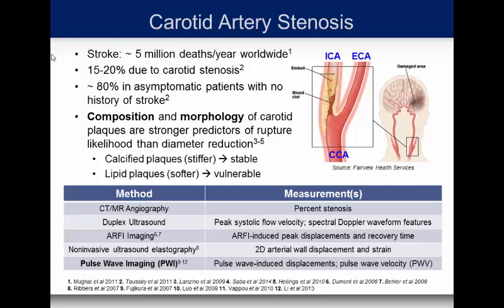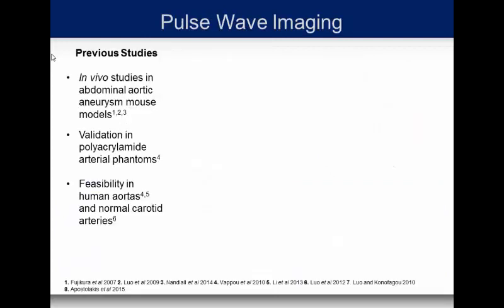Also, in terms of ultrasound imaging, ARFI typically uses induced peak displacements and the recovery time to assess plaque characteristics. Also, non-invasive ultrasound elastography can use the 2D wall displacement and the strain, which is caused by the natural pulsation of arteries, to characterize plaques. And finally, PWI, which is a method that we developed in our lab, measures the pulse wave-induced wall displacements and also the pulse wave velocity, and potentially can use that to characterize plaque properties as well.